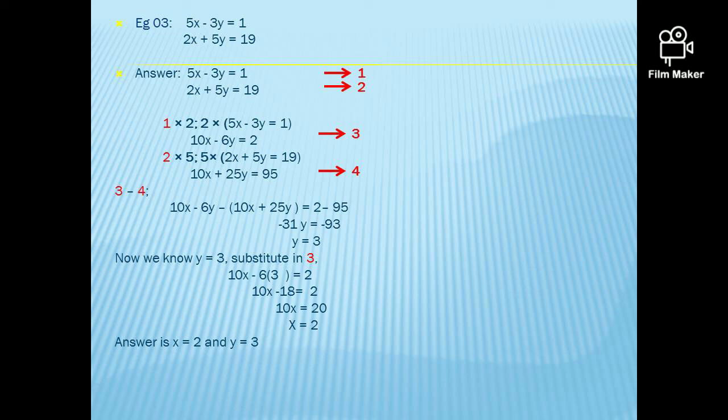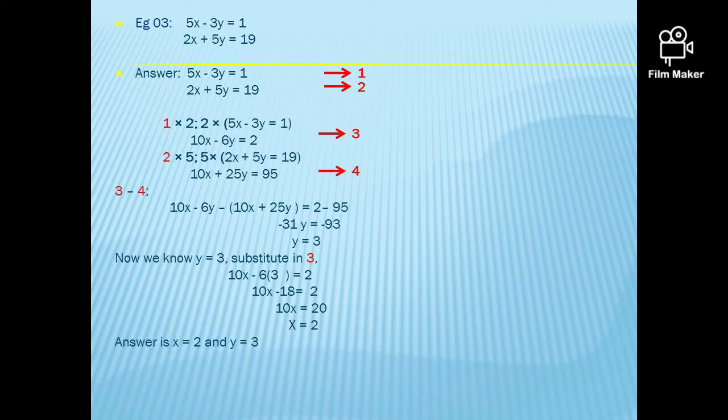Therefore 1 into 2. 2 times 5x minus 3y equals 1 turns into 10x minus 6y equals 2. Then the second equation by the coefficient of x in the first equation, that is 2 multiplied by 5. The coefficient of x in the first equation is 5. That is 5 times 2x plus 5y equals 19. That is 10x plus 25y equals 95. Hopefully you can understand this multiplication.